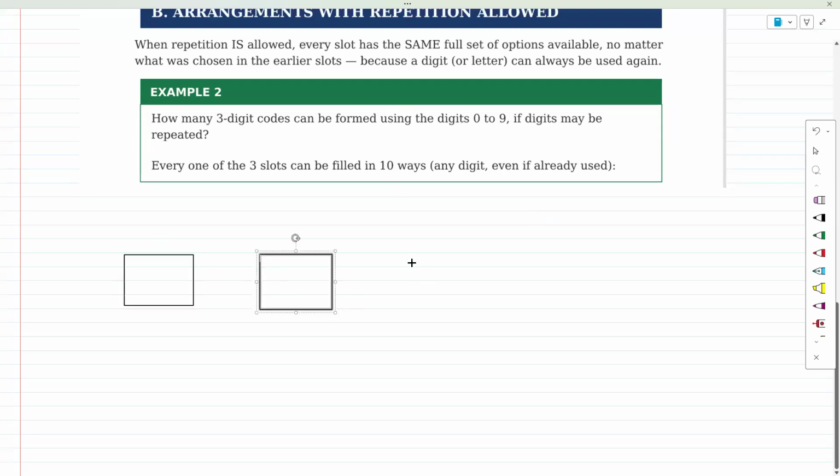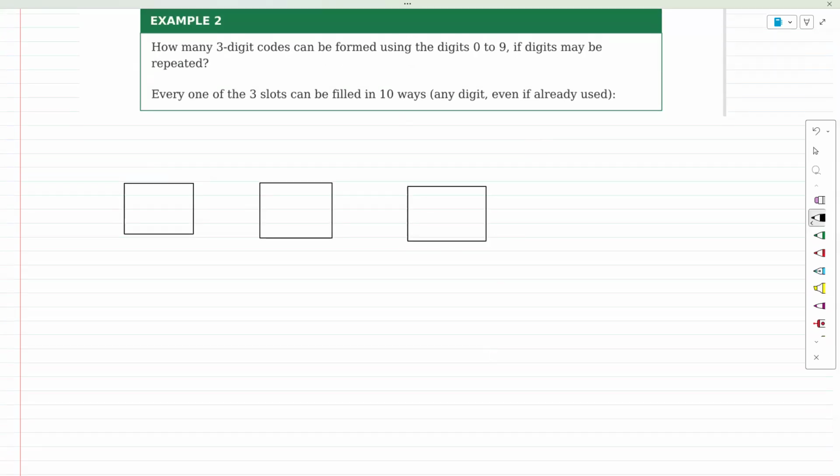So let's put in the slot method. Guys, I'm not going to draw each choice, but basically, okay, let me do it. 0, 1, 2, 3, 4, 5, 6, 7, 8, 9 for each of the three slots. All of this has 10 options: 10 times 10 times 10.